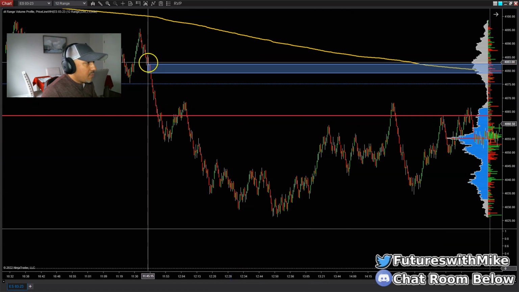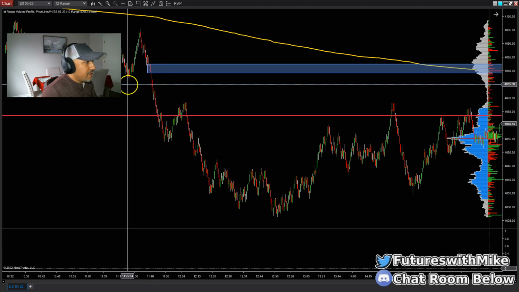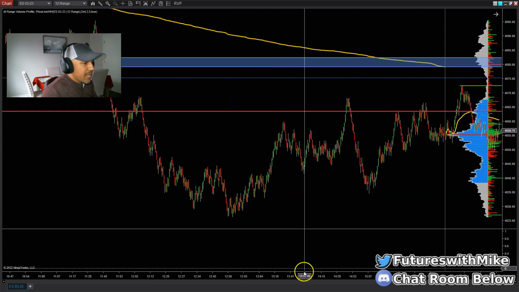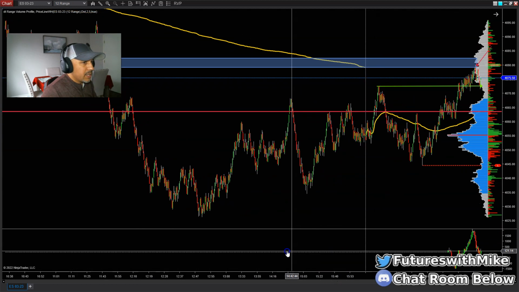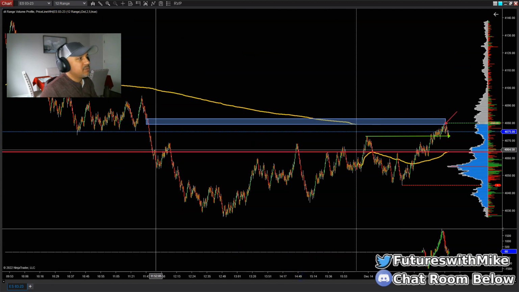Price pushed down, pulled back. Aggressive selling came out of this area here, taking out this area of structure right here to the downside, and you just wait for price to come back to that area. Okay, it eventually comes back to it. Not immediately. I say this many times.